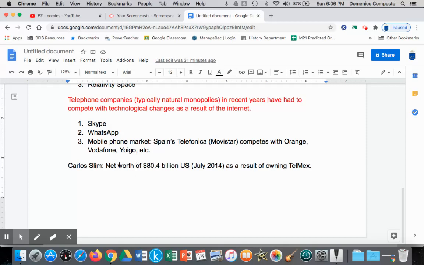And as a result, we've seen in the past, back in the 1990s onwards, how some entrepreneurs have been able to acquire natural monopolies that were originally within the domain of the government, privatizing these firms, and entrepreneurs acquiring them and becoming multi-billionaires because they're now accessing the supernormal profit of these firms. Carlos Slim is an example of that. His net worth back in July 2014 was 80.4 billion US dollars. And this is a result of him acquiring the telecommunication natural monopoly of Telmex.